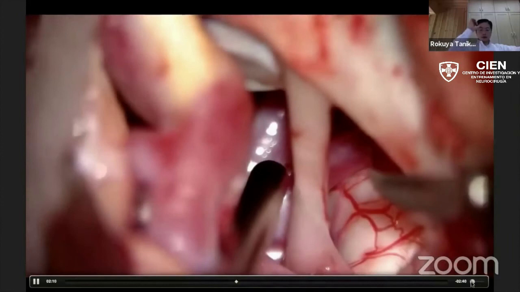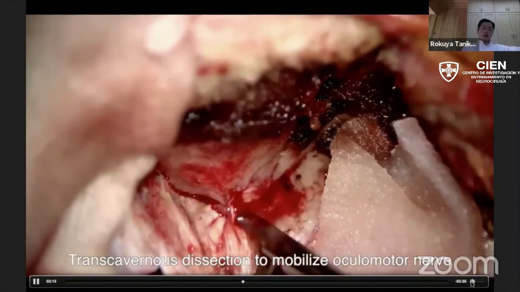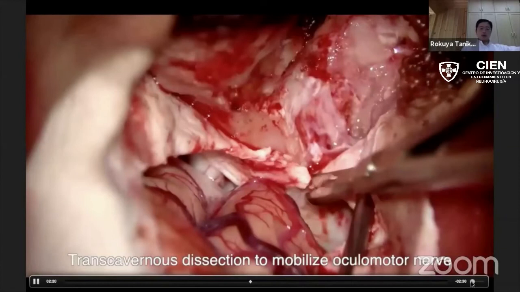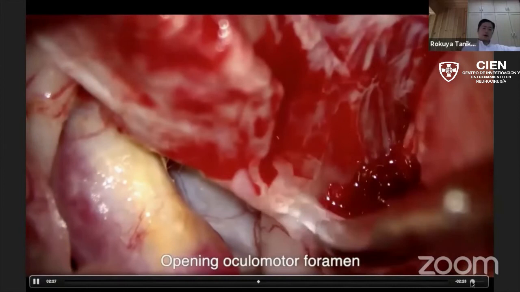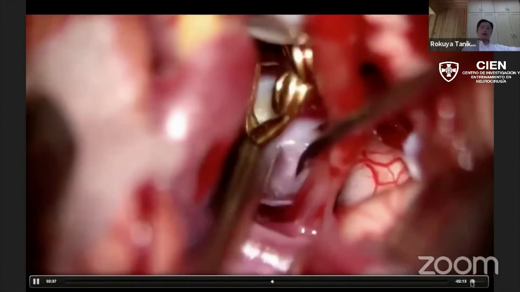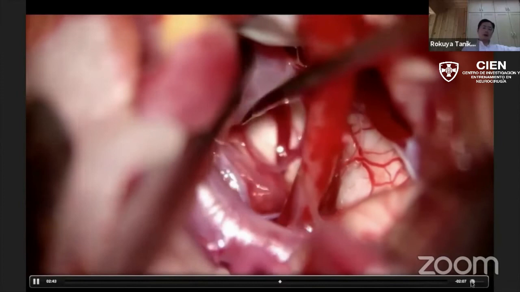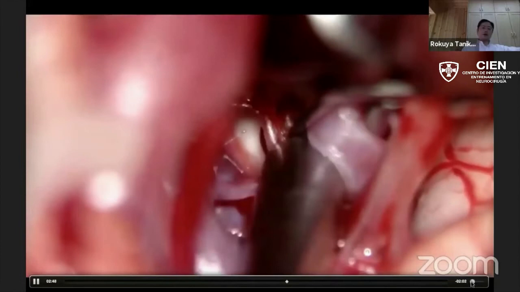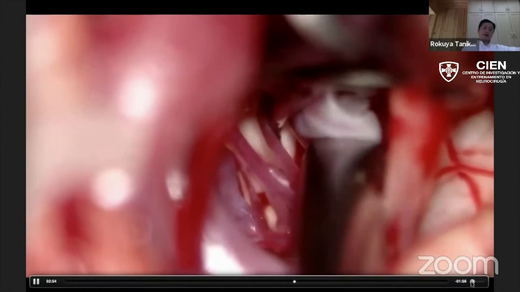At this moment, I decided to mobilize the oculomotor nerve. The epidural anterior temporal approach is necessary to release the oculomotor foramen and the cavernous segment of the oculomotor nerve. Now, the cavernous segment of the oculomotor nerve and the oculomotor foramen are completely open, and we mobilize the oculomotor nerve. Then you can put the temporary clip on the basilar and the contralateral P1 and reduce the tension of the basilar SCA aneurysm. And confirm all the perforators.